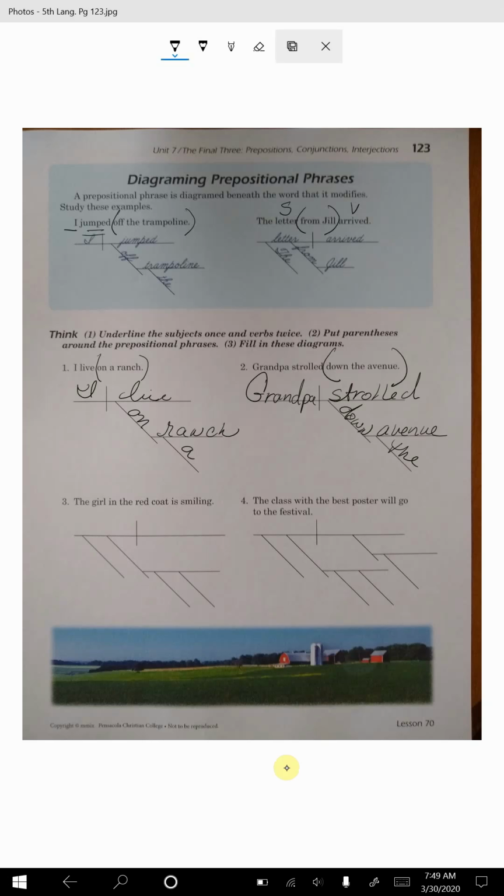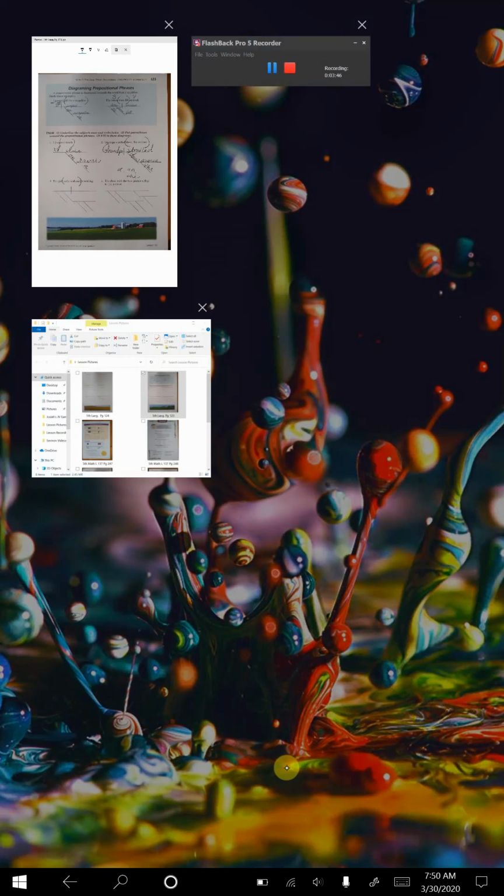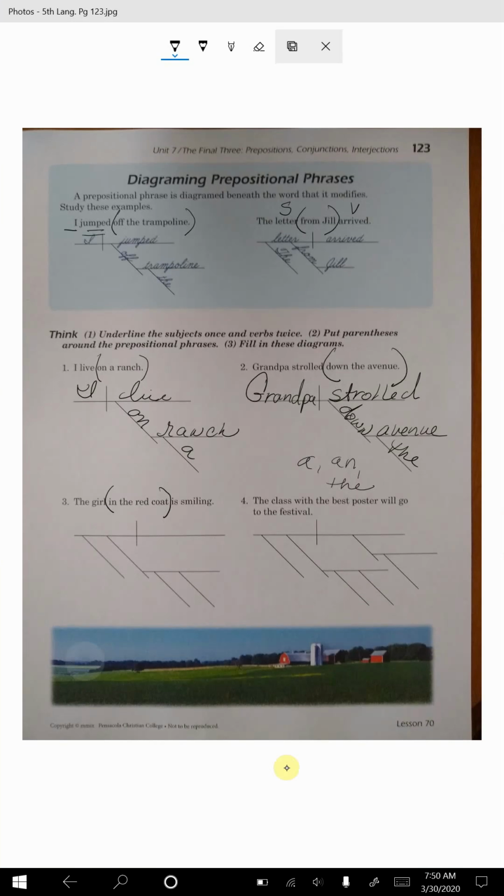Okay. Remember a, an, and the are called articles. And articles always act as adjectives. They always tell us a noun is coming. There might be an adjective describing the noun first, but a noun will be coming. The girl in the red coat is smiling. In the red coat is the prepositional phrase. So we have a girl, and she is smiling. So you have a helping verb there.